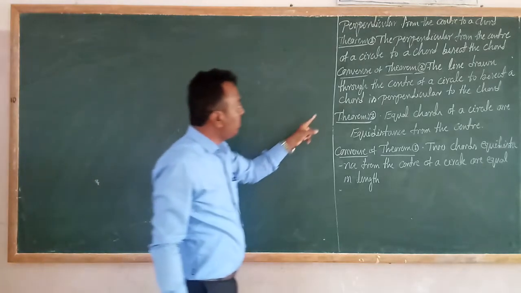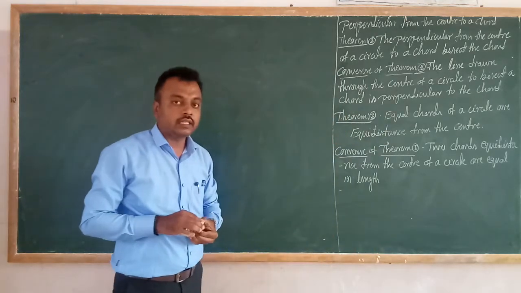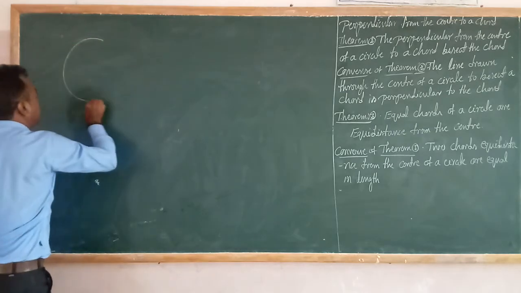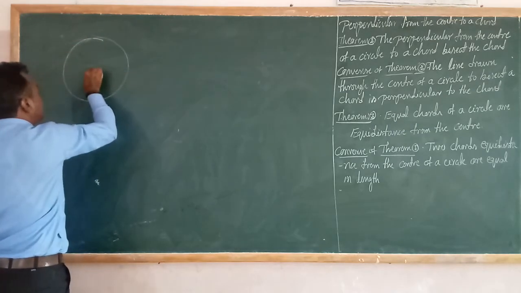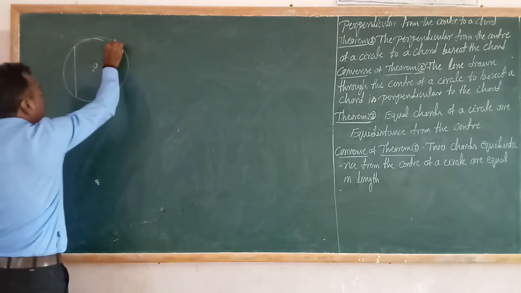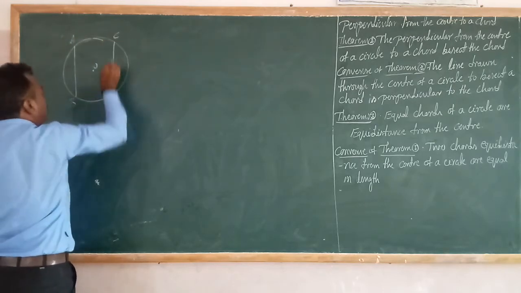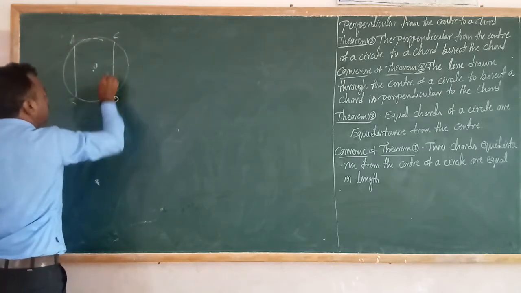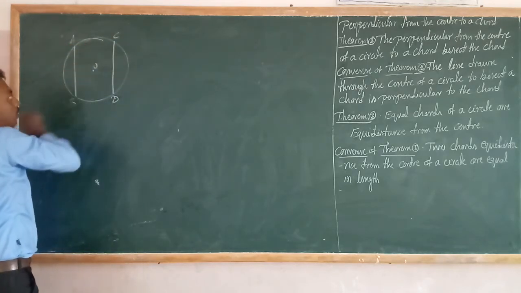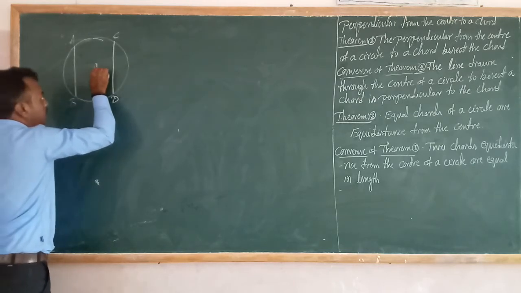Okay students, the next theorem, number three: equal chords of a circle are equidistant from the center. That means, see, I will take an example circle with center O. AB and CD are the two chords. These two are equal chords, and these equal chords are equidistant from the center.